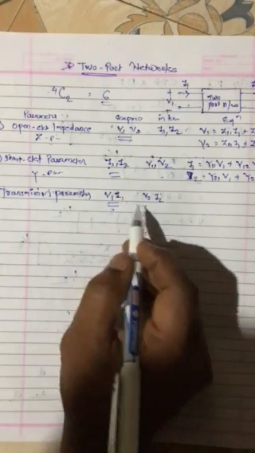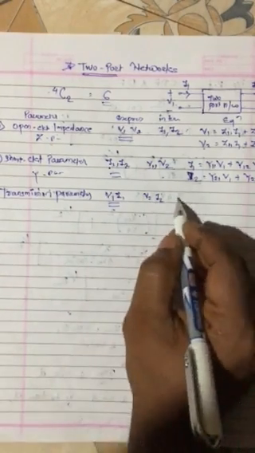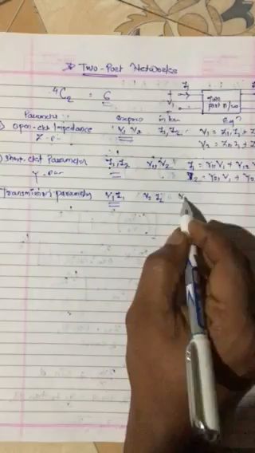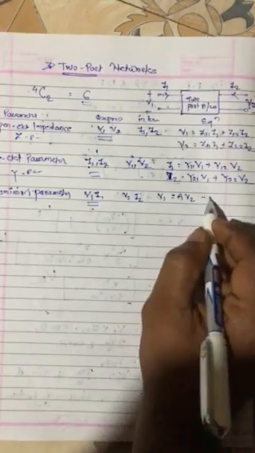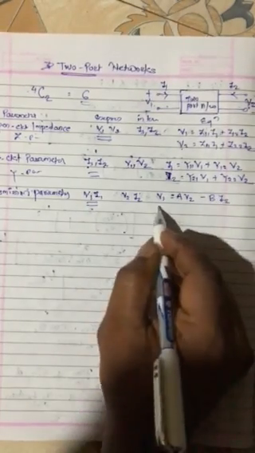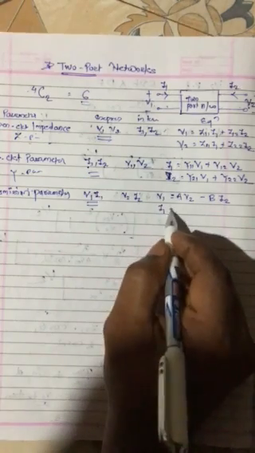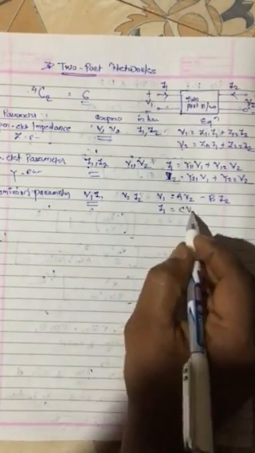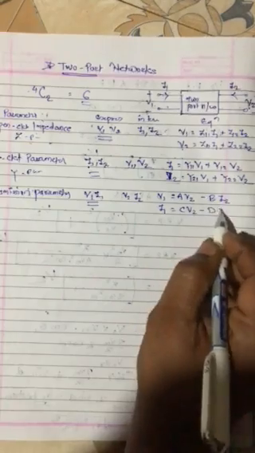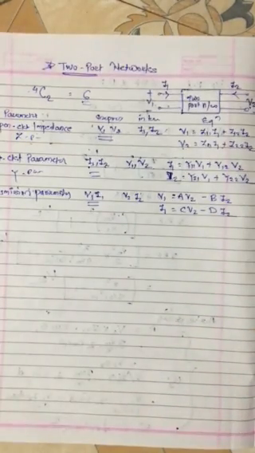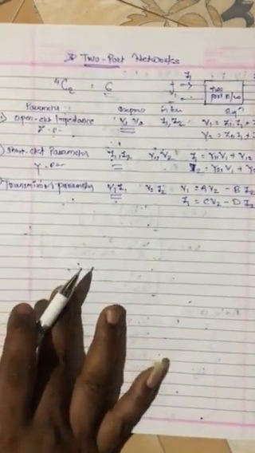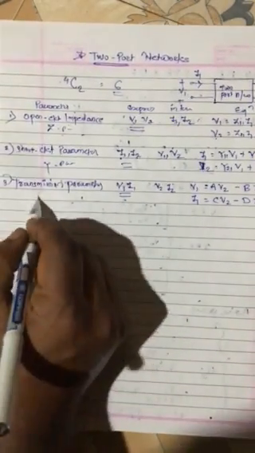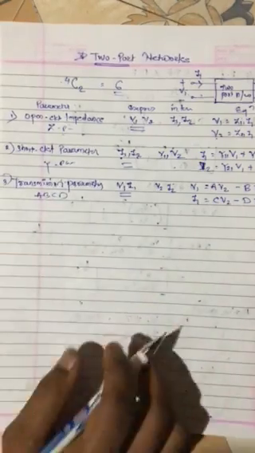Here the combination is V1 and I1 in terms of V2 and I2, and the equations will be V1 equal to A V2 minus B I2, and I1 equal to C V2 minus D I2. This is the only parameter where we can see a minus sign in the equations. This is the transmission parameter, also called the ABCD parameter.